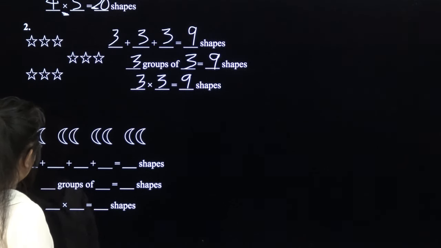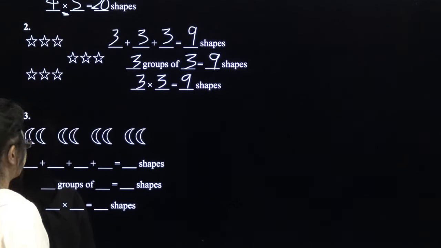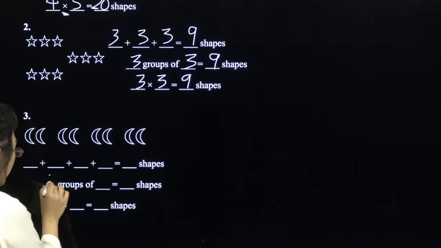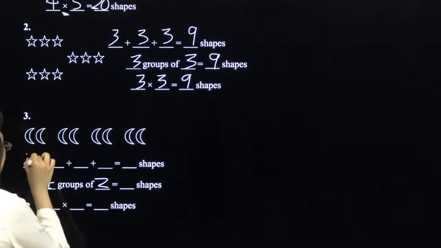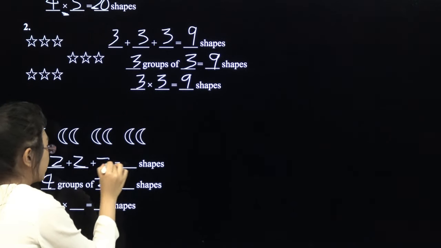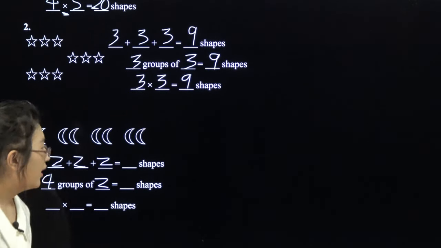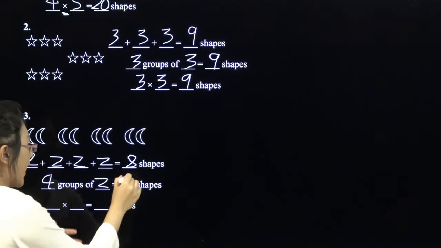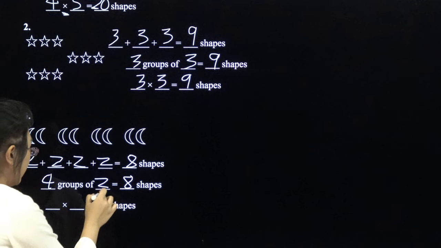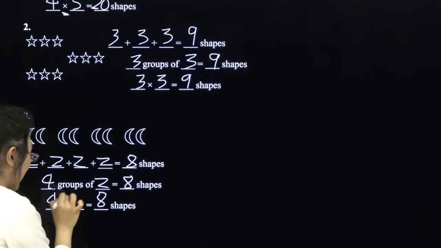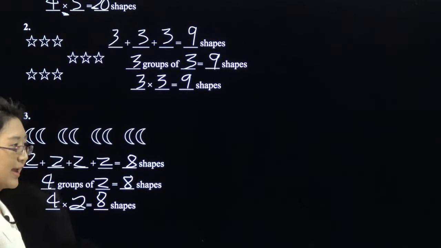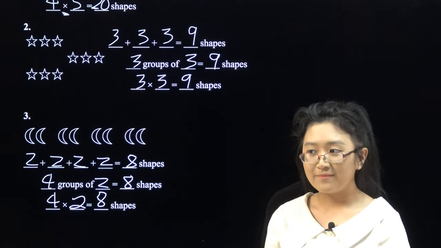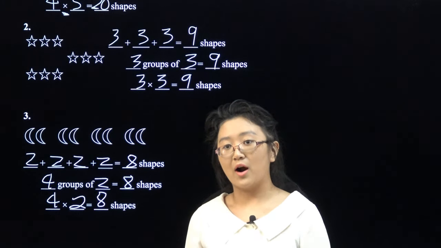Well, we have this too. So that's four groups of two. And that's 2 plus 2 plus 2 plus 2, which is 4 plus 4, which is 8 shapes. So four groups of two is 8 shapes. And that's 4 times 2 equals 8 shapes. Okay? That's the repeated addition part.